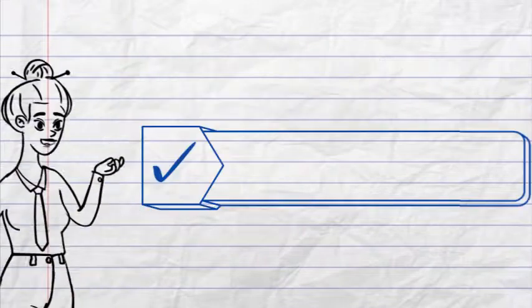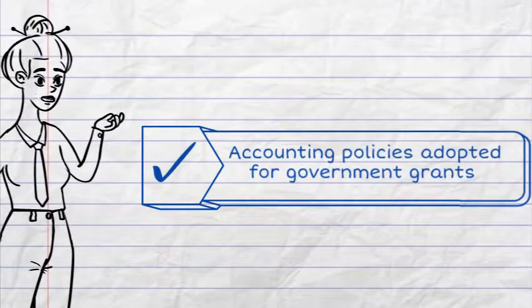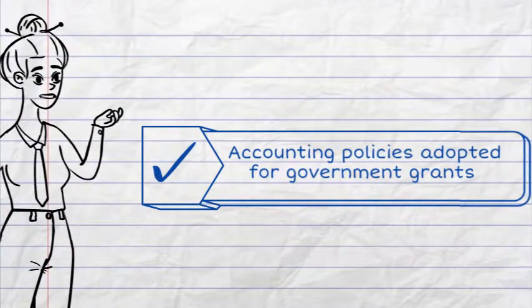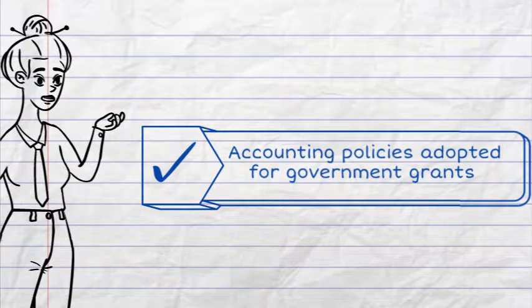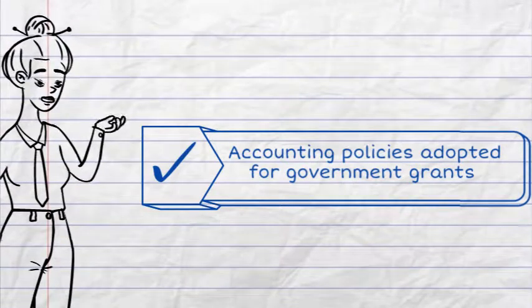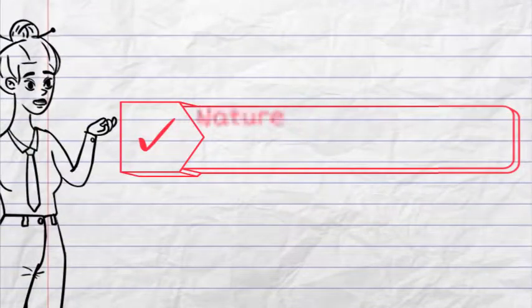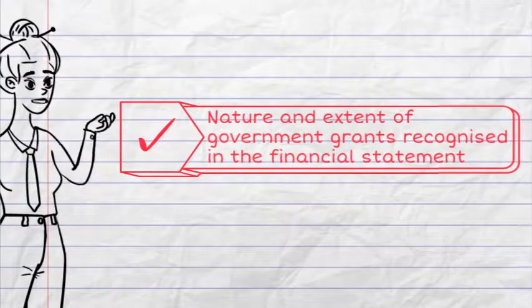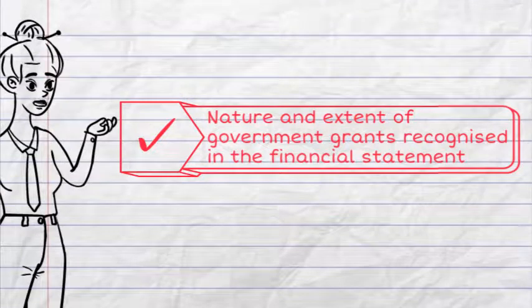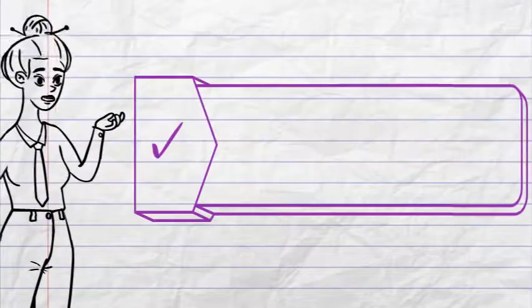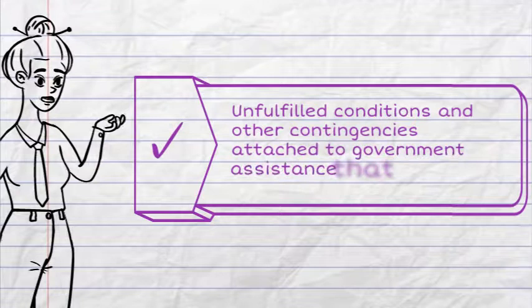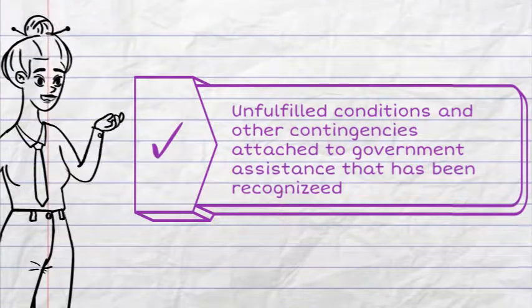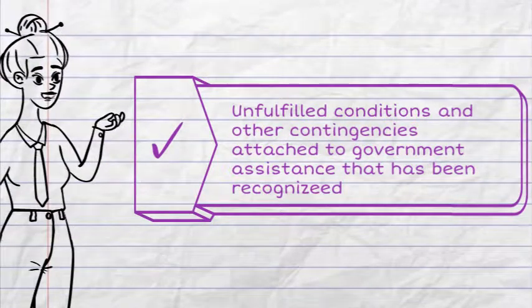Disclosure. The following matters shall be disclosed. First, the accounting policy adopted for government grants, including the methods of presentation adopted in the financial statements. Second, the nature and extent of government grants recognized in the financial statements and an indication of other forms of government assistance from which the entity has directly benefited. Thirdly, unfulfilled conditions and other contingencies attaching to government assistance that has been recognized.